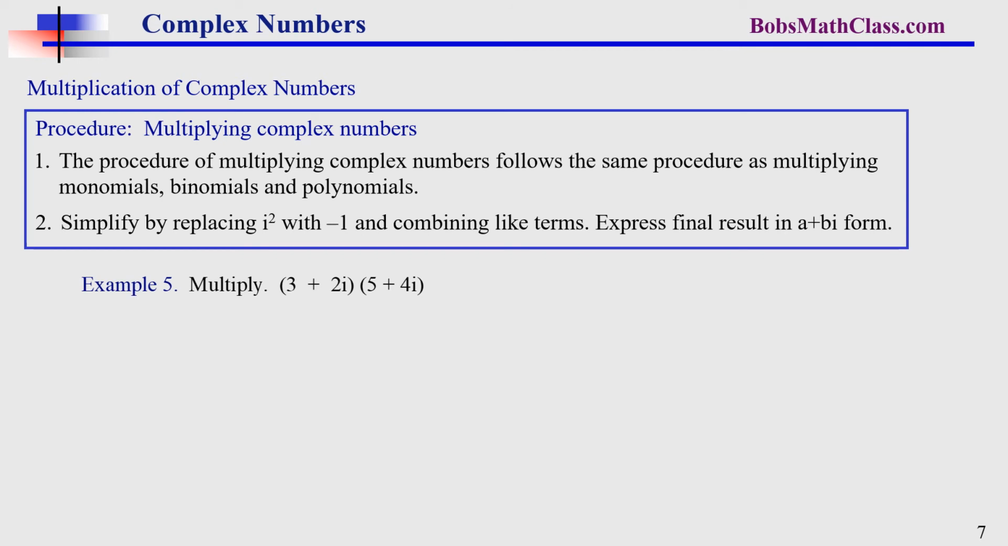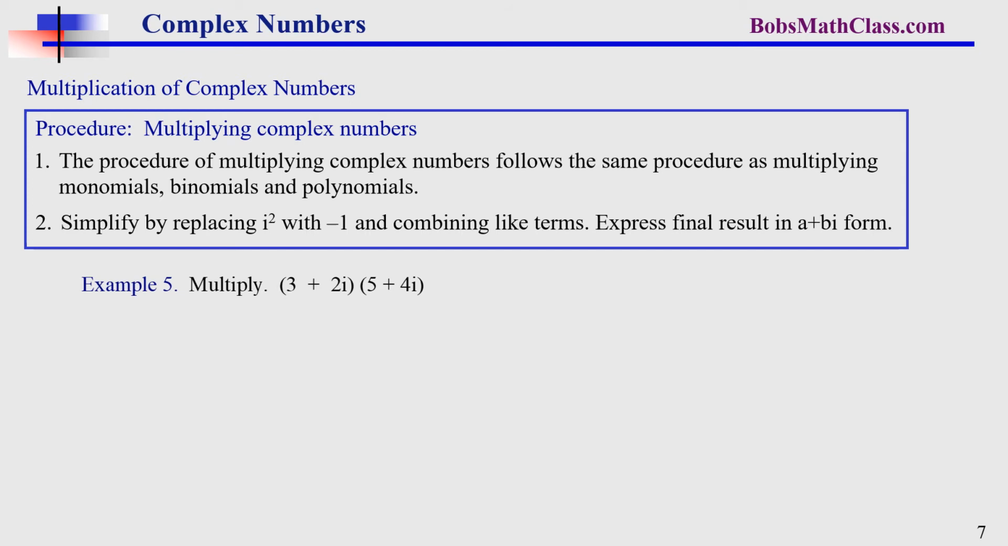Okay, now we can talk about multiplication of complex numbers. We're going to do the same thing we've done before. We're going to FOIL, we're going to distribute. When we're all done, we're going to replace the i squared with negative 1, simplify it, combine like terms, and don't forget to put the i term last. So express the final result in a plus bi form.